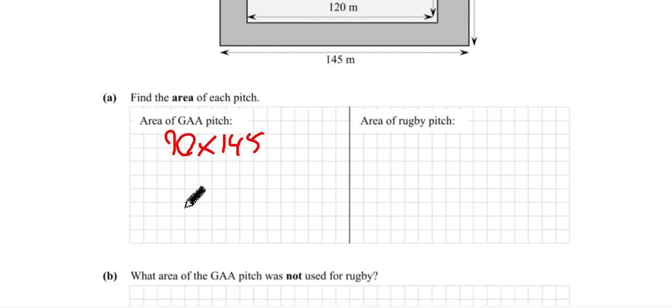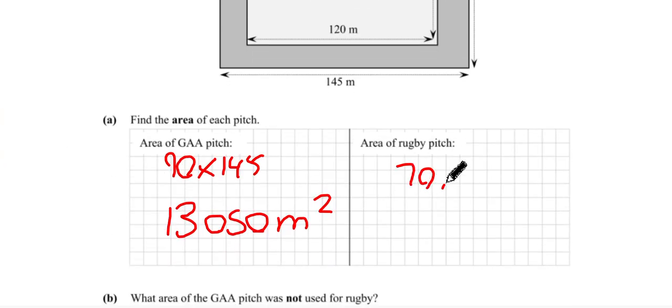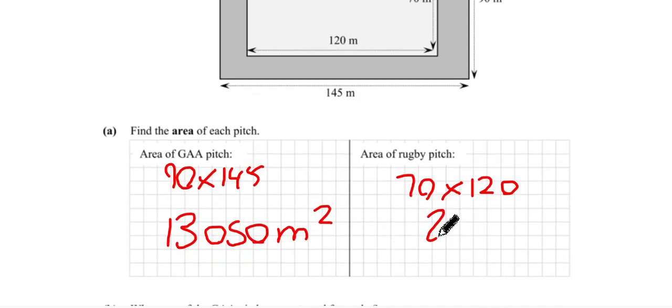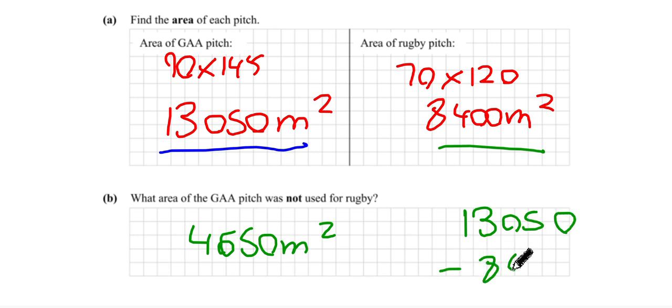145. Is that alright? Did everybody get 13,050 meters squared? The next one is 70 multiplied by 120, because that's the size of a rugby pitch. And I believe most of us got 8,400 meters squared. And then what we do next is take the answer of the Gaelic pitch, take away the answer of the rugby pitch. That tells us how much bigger the Gaelic pitch is than the rugby pitch. 4,650 meters squared. Because we just took them away from each other. Alright.